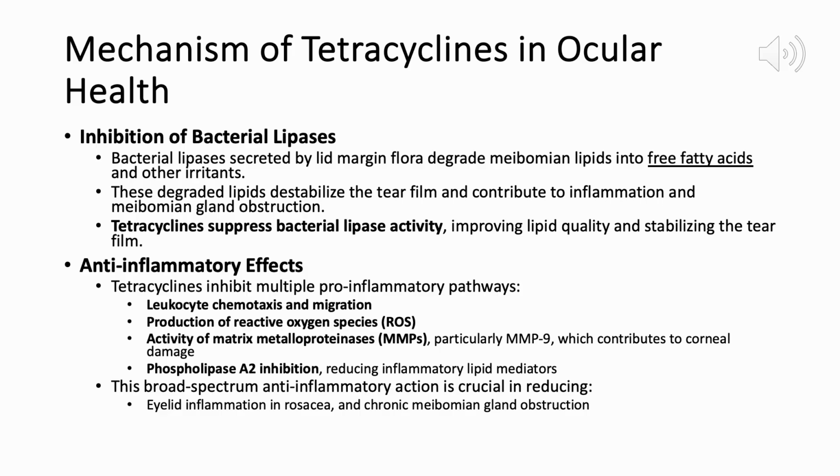Tetracyclines also exert broad anti-inflammatory effects by inhibiting several pro-inflammatory pathways. They reduce leukocyte chemotaxis and migration, lower production of reactive oxygen species, inhibit matrix metalloproteinases, especially MMP9, which can damage the cornea, and block phospholipase A2, thereby reducing the production of inflammatory lipid mediators. This wide-ranging anti-inflammatory effect is particularly useful in treating eyelid inflammation from rosacea and chronic meibomian gland obstruction.